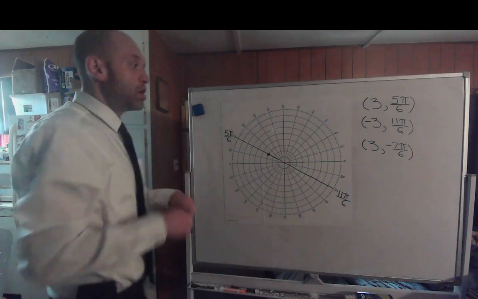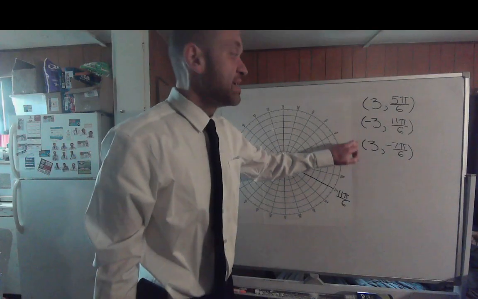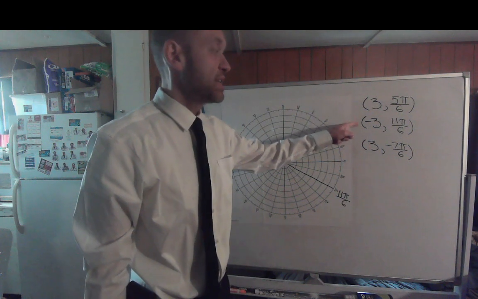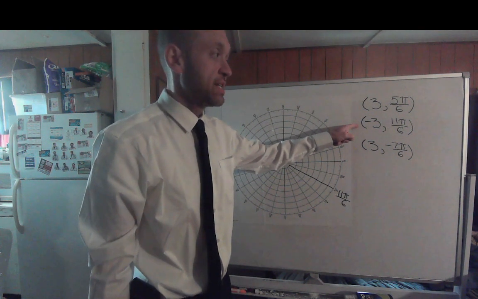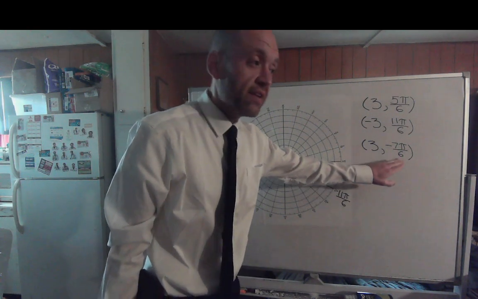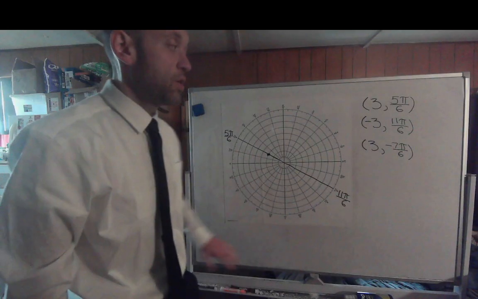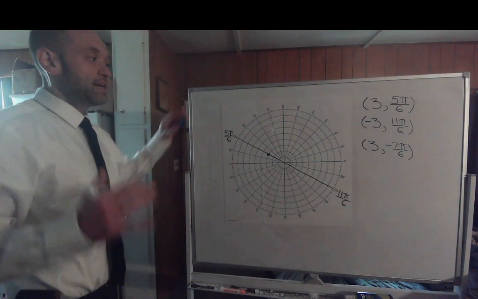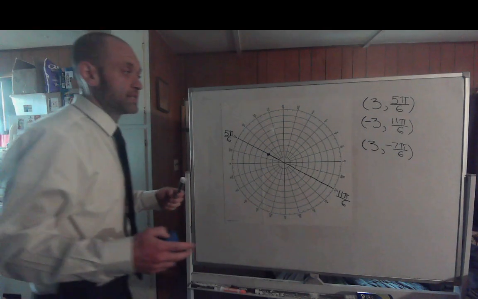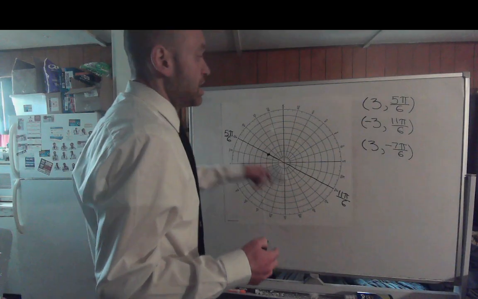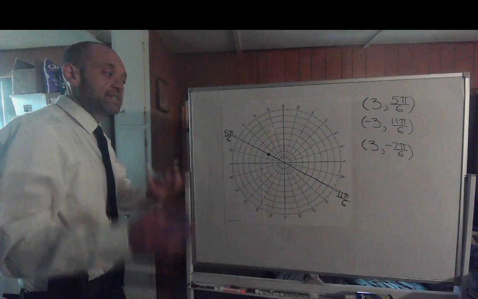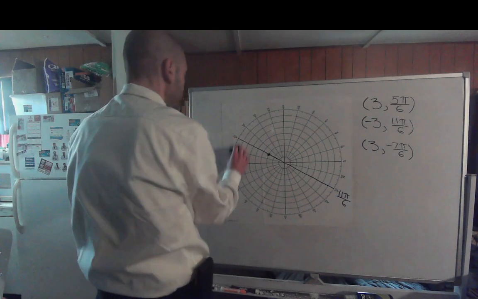So these all are the exact same coordinate. Here's your original, here's a negative r version of that, and then here is a positive r, negative theta version of that. There are many other ways you could write this, but these are all several ways of writing the exact same coordinate. And we got more.